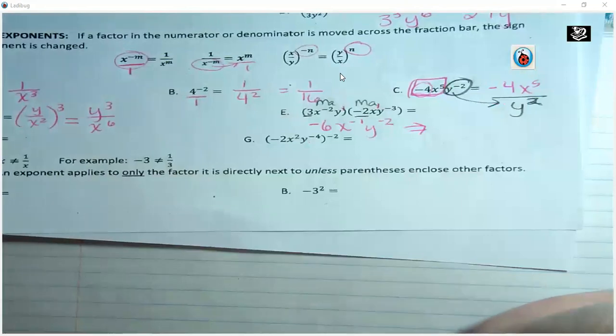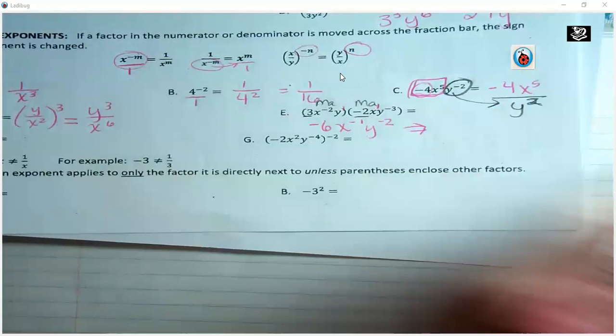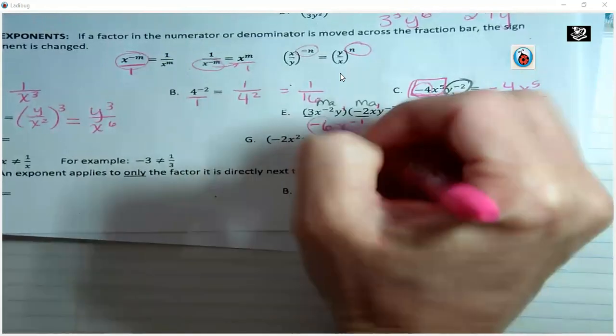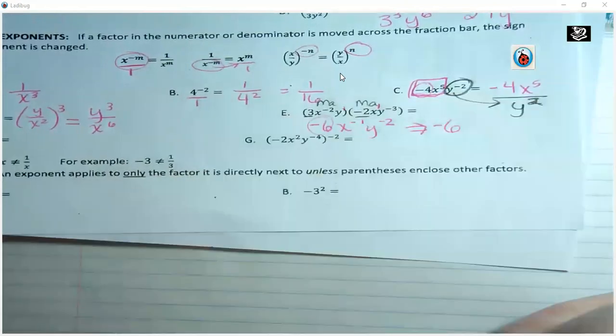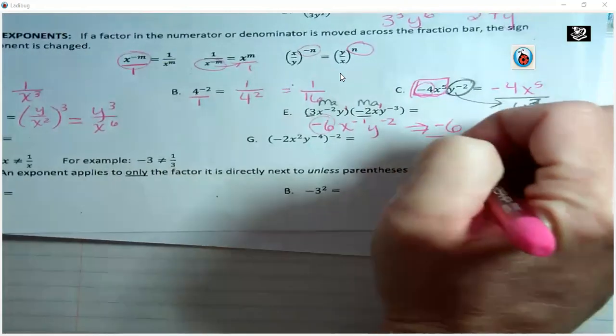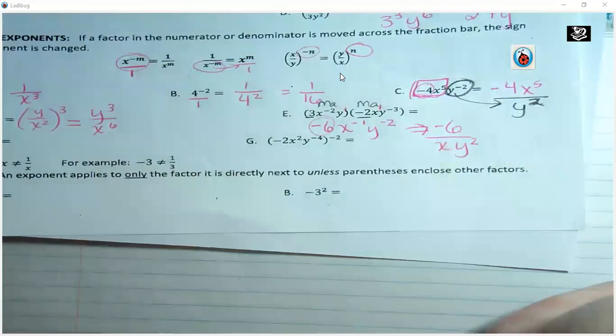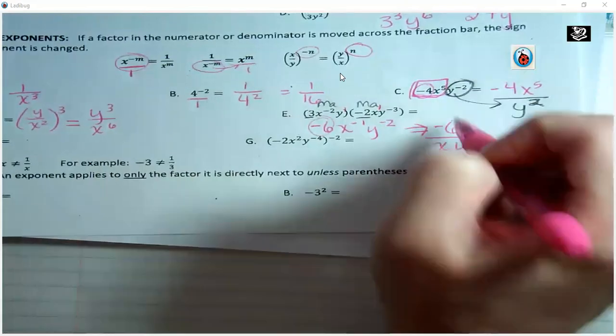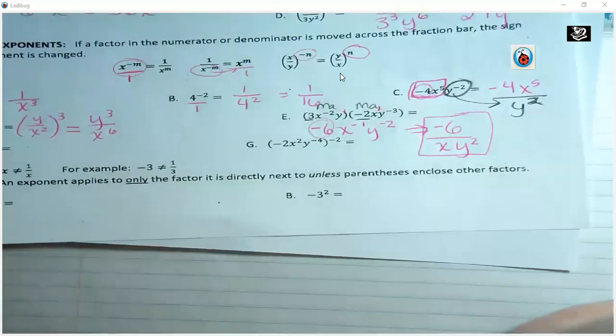Now do you flip them? Yes. So the -6 stays because it's not an exponent, and your x moves to the denominator, and your y moves to the denominator, and they become positive exponents. So your answer is -6 over x, y to the 2nd.